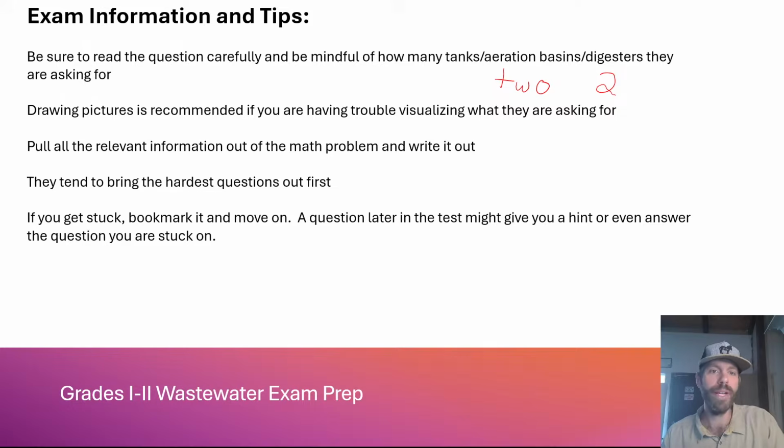Pull all relevant information out of the math problem and write it out. So I like to make a list of the things that they're looking for, and then go ahead and start solving the problem that way, rather than randomly pulling numbers out as I do the math problem.